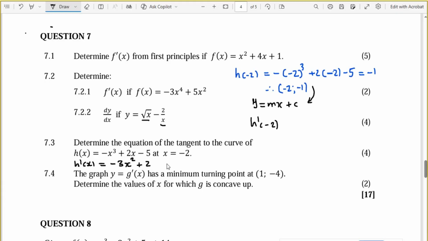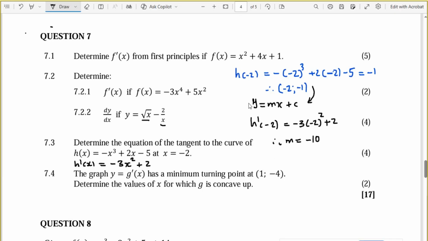Now on the derivative, to find the gradient, where there's x, we need to put in minus 2. Therefore, the answer that you get is going to be your gradient, the value of m. What is that? Oh, this is minus 2 squared, which is 4. Minus 3 times 4, that's minus 12, plus 2, that's negative 10. That is the gradient, right? Yes.